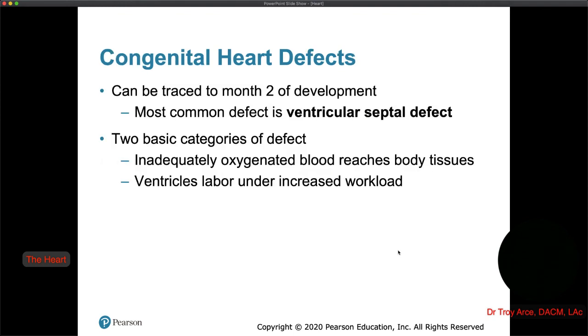The congenital heart defects can be traced to month 2 of development. The most common defect is, like we mentioned before, the ventricular septal defect. There are two basic categories of defect: inadequately oxygenated blood reaches the body tissues, or the ventricles labor under increased workload. In some of these folks, it's quite apparent. Some of them don't know about it until later in life, and some people elect just to maintain it. Some people elect to have surgery, depending on the severity.